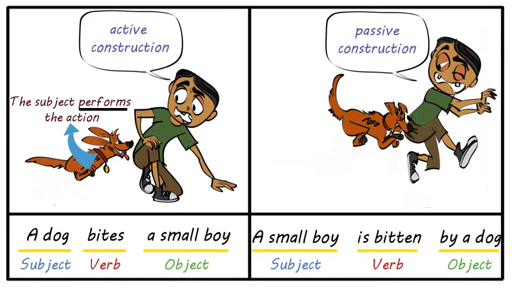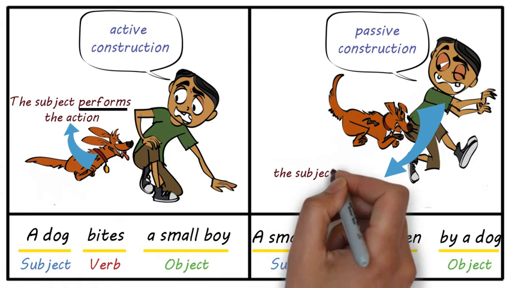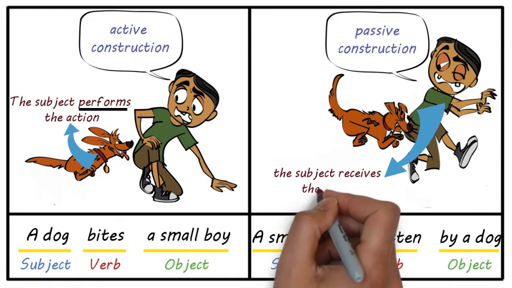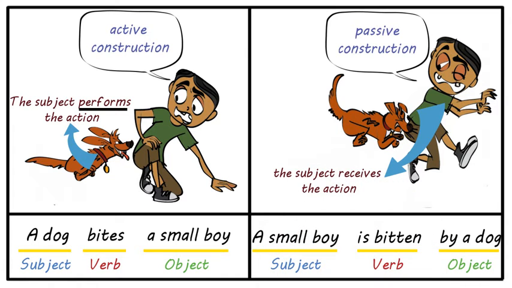A passive construction occurs when you make the object of an action into the subject of a sentence. In the passive construction, the subject receives the action. A small boy receives the action, so a small boy is the subject.